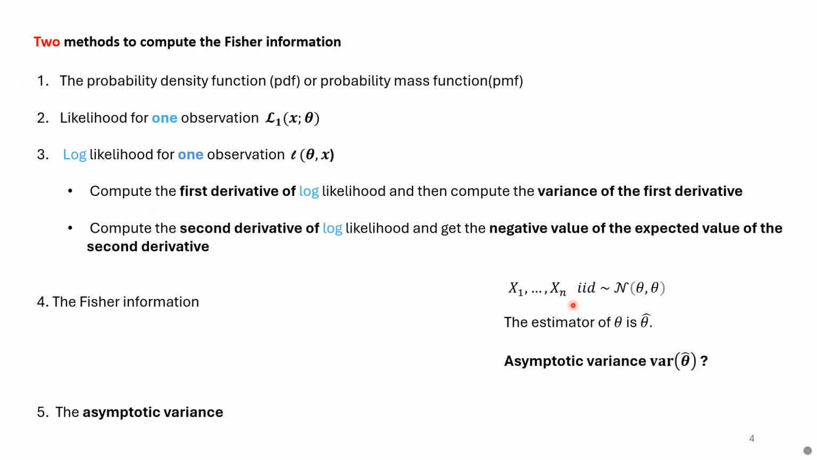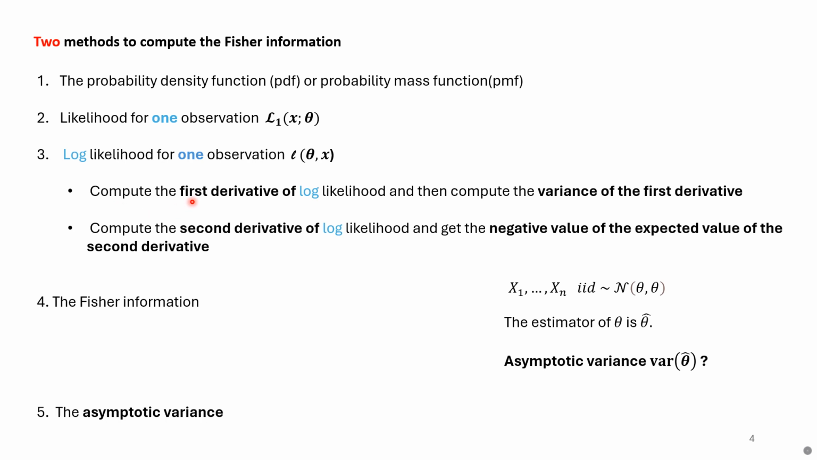So here I am going to take this as an example. Here I have a normal distribution with mean theta and variance theta. Now I need to estimate theta, which is theta hat. Finally, the asymptotic variance of theta hat. Here the likelihood expression for one observation is L1, and then the log likelihood for one observation is lowercase l. I assume this l is twice differentiable.